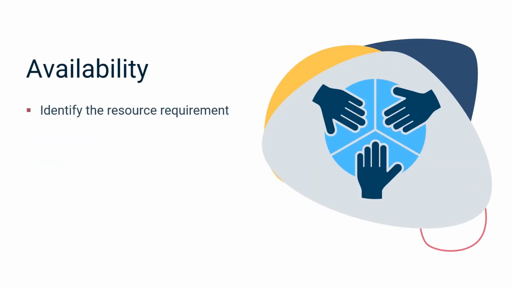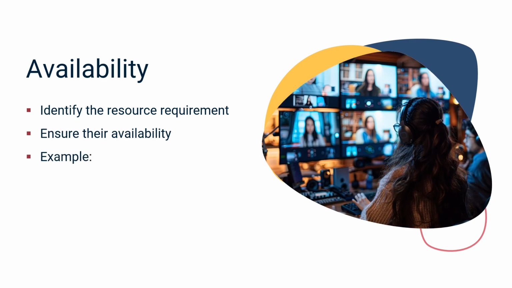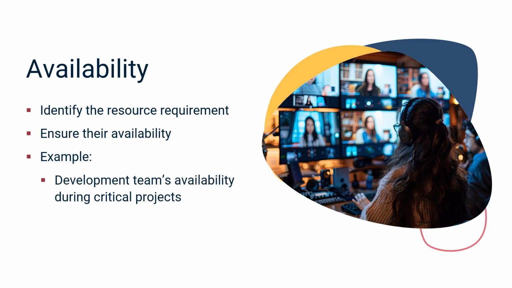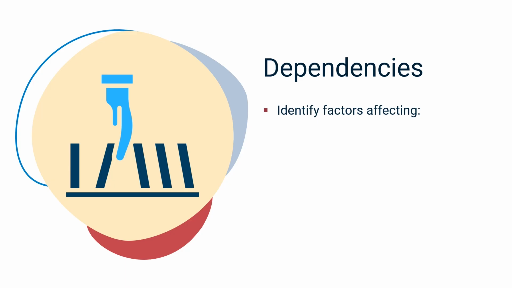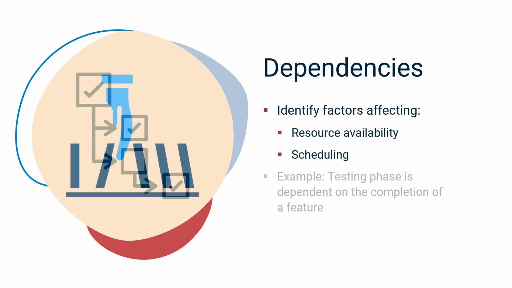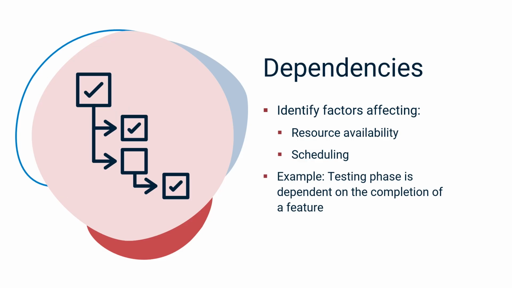Availability is about identifying when specific resources are needed and ensuring they are available when required. For example, the program manager should ensure that the development team is fully available during critical development cycles. Dependencies involve identifying factors that could affect resource availability and scheduling. For instance, the testing phase might depend on the development team's completion of a feature. The program manager should address these task dependencies in their planning to avoid delays.